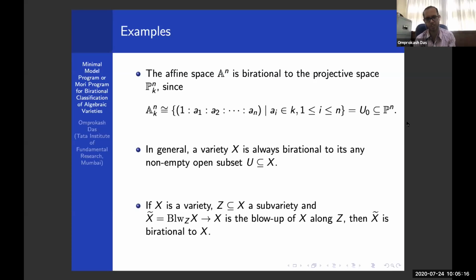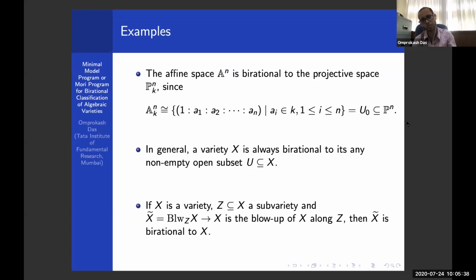The first important and interesting result that comes is this. Let's take a variety X, and Z is a subvariety of X. You take the blow up of X along the subvariety Z. If you do not know what a blow up is, don't bother at the moment. It's not going to be particularly important for the rest of the discussion at all, but I'm just saying it here because that is an interesting example.